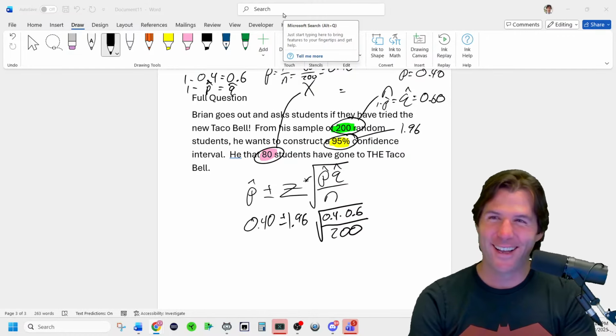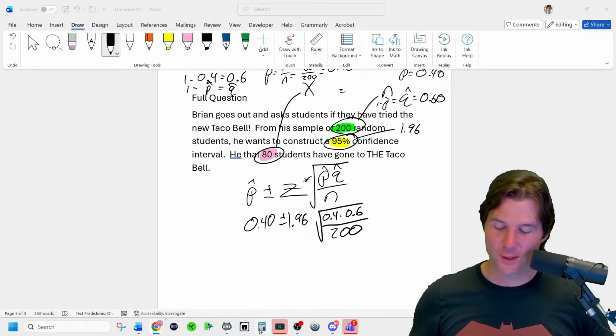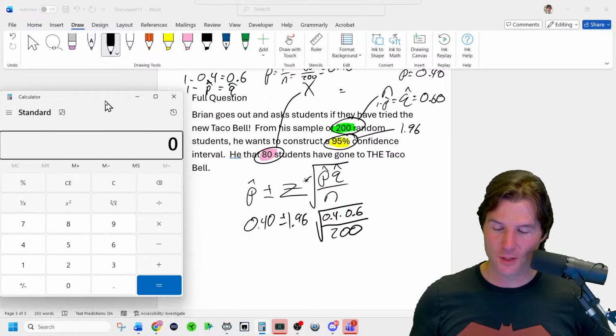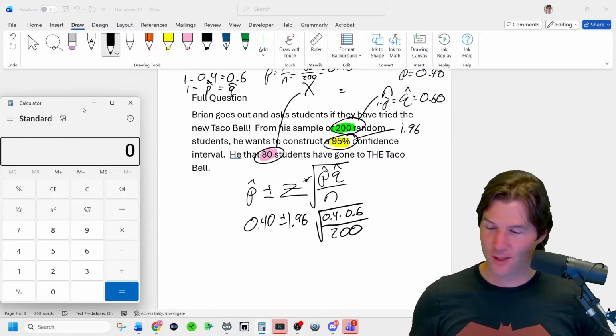So with this right here, let's solve first for the standard error. You should know this last component of the equation is the standard error. Make sure to get that right there.